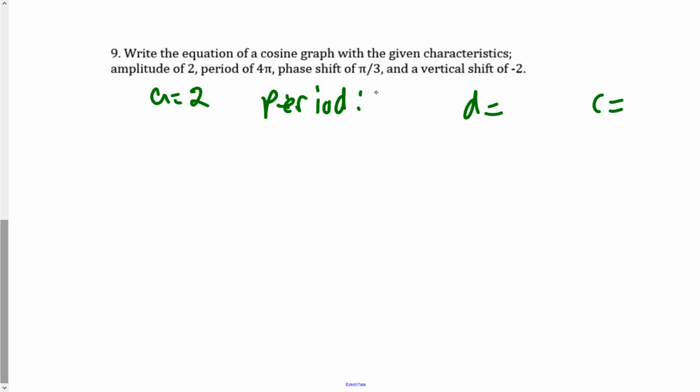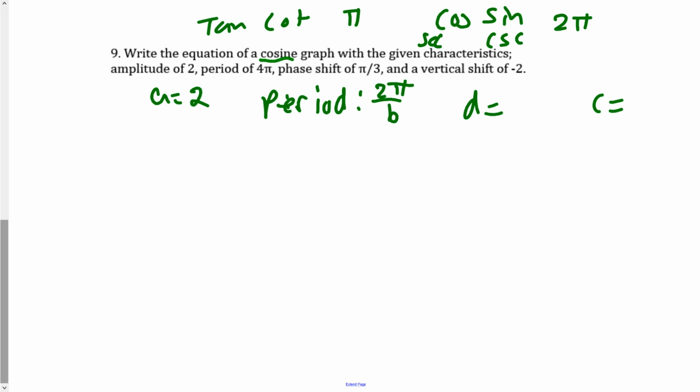Okay, so the period is normally, for tangent and cotangent, pi, and then for all the rest of them, cosine, sine, secant, cosecant, it's 2 pi, right? And so look at the equation that it wants you to write. It wants you to write cosine, so that's going to be 2 pi over b. All right, so that's how we normally find it. So 2 pi over b, this is the hard part, equals, well, what's the period of this one they want us to write? It's 4 pi.